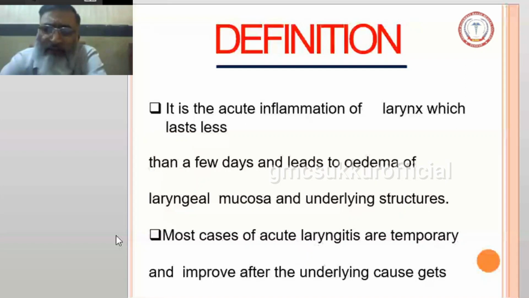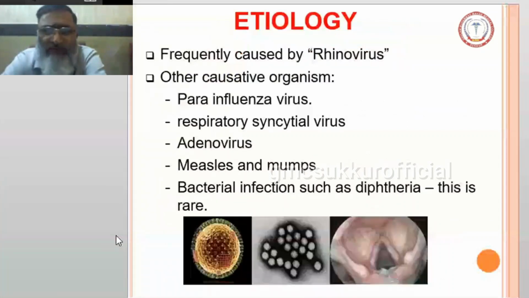And if you see the larynx, the whole larynx will be congested, and the vocal cords will be white in color because their blood flow is very low. So the whole larynx is congested, and in contrast the vocal cords look very white. Now the etiology of acute laryngitis: the causative organisms include rhinovirus, parainfluenza virus, respiratory syncytial virus, adenovirus, measles, and mumps. These are all viruses which cause inflammation of the larynx.